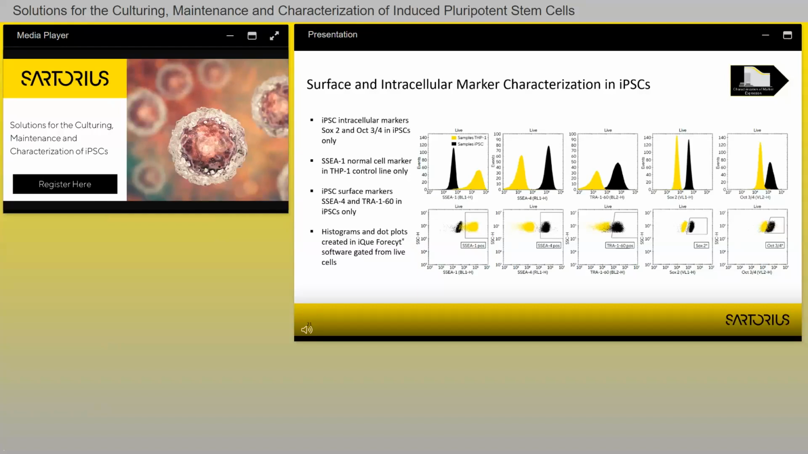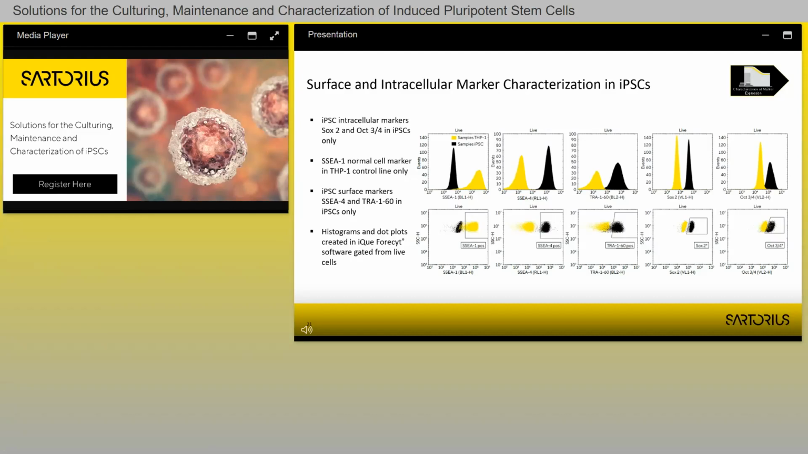If you look over onto the right side of the slide, you can see that we have 2 markers, SOX2 and OCT3/4. These are our intracellular markers. And you can see that the expression is only found in our iPSCs. The THP1s have no expression. You see that shift over to the right in the iPSCs, suggesting increased expression of SOX2 and OCT3/4, whereas in the THP1s in yellow, the shift is to the left for the peaks and also the dots in the dot plot. And that indicates that there is no expression of these iPSC markers for pluripotency.